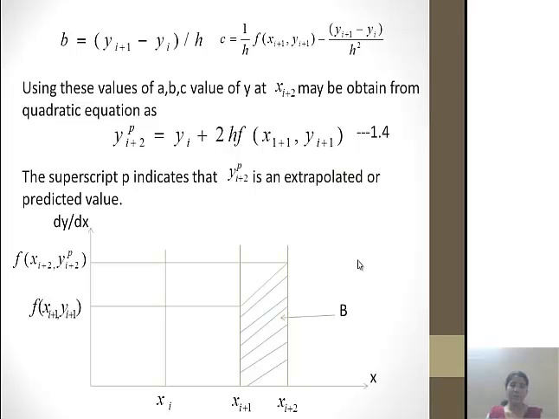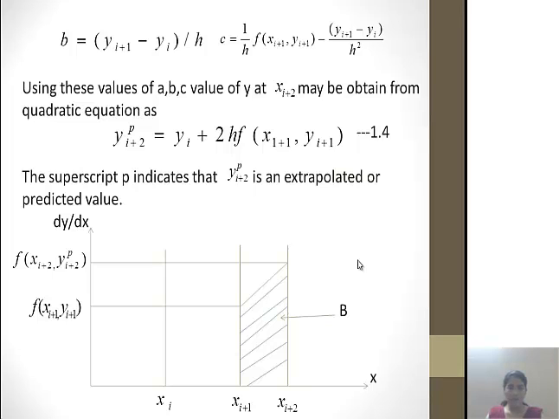Using these values of a, b, c, the value of y at xi plus 2 may be obtained from the quadratic equation. The value of y at xi plus 2 is called yi plus 2 predicted, equal to yi plus 2h into f of xi plus 1, yi plus 1. This is our equation 1.4. The superscript p indicates that yi plus 2 p is an extrapolated or predicted value.